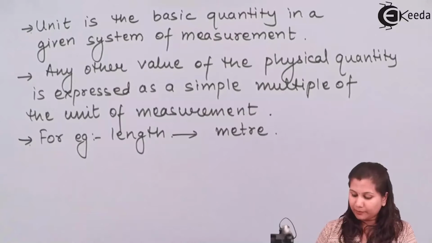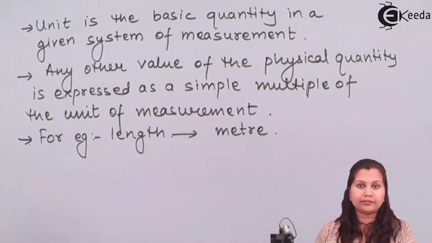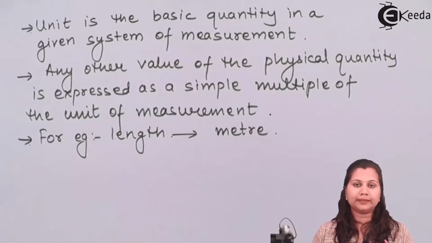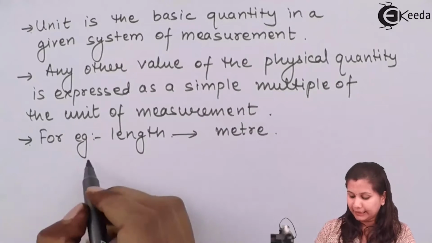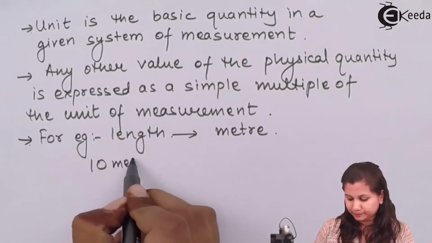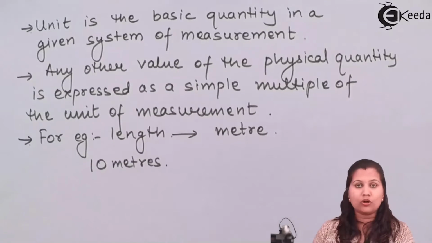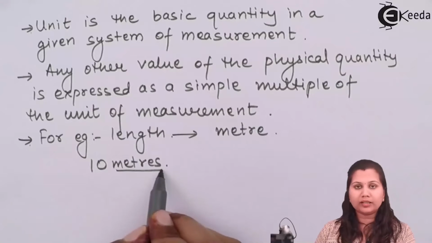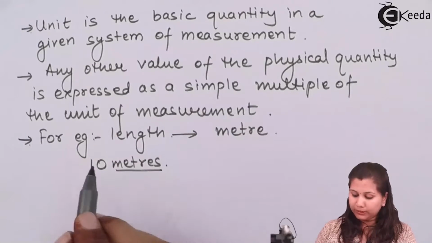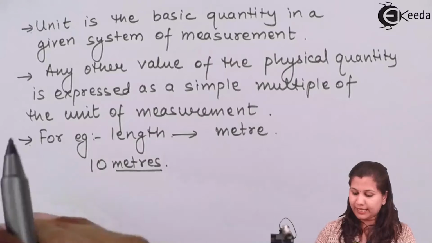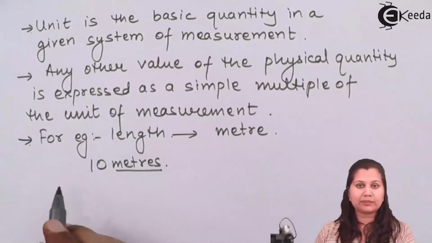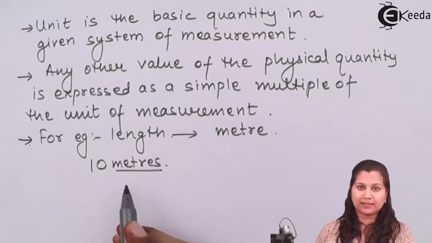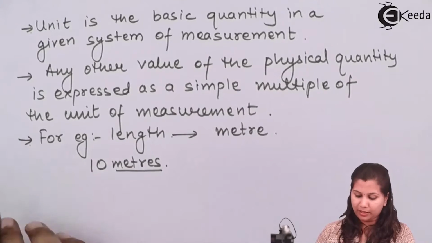Now suppose the length of this wall is 10 meters. So 10 is what? The multiple, and the basic unit is what? The meters. So all the other physical quantities, as I have said here, will be expressed as a multiple of the basic unit of measurement.